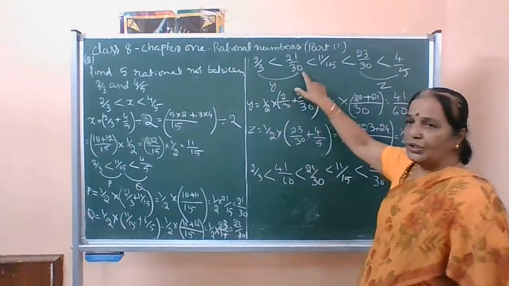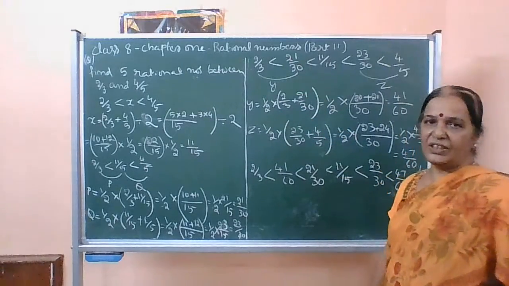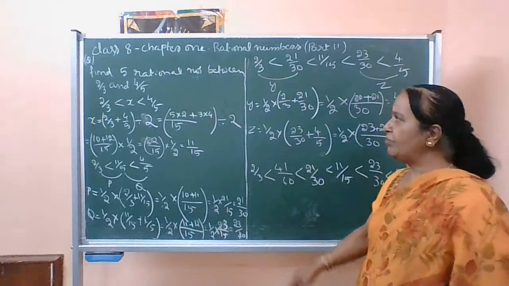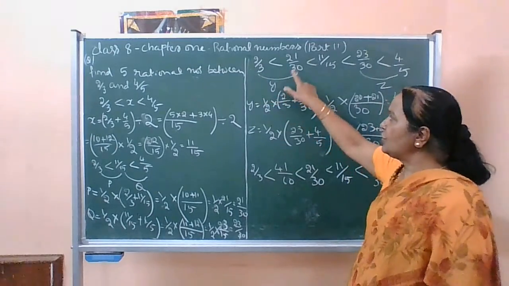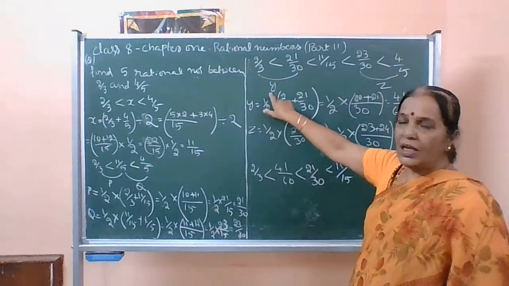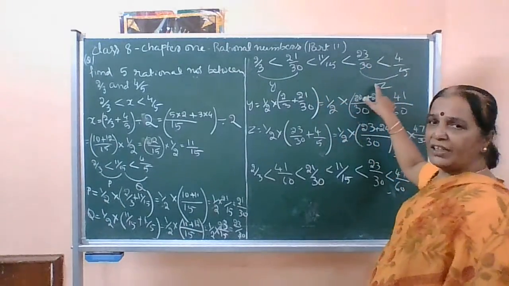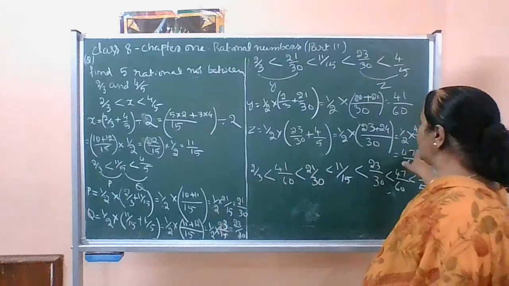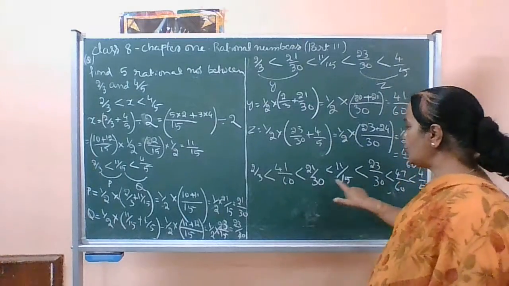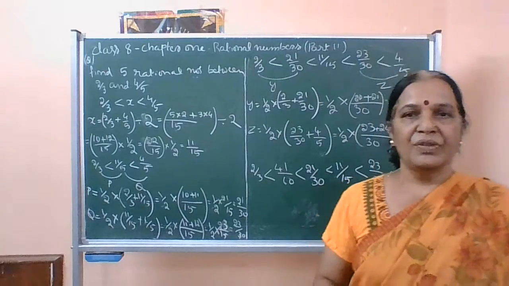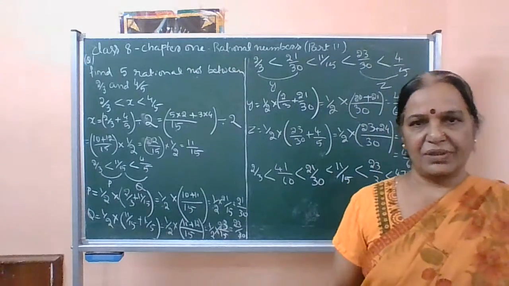Therefore, add these two. The method is the same. See, you should know the method, and then division and multiplication you will keep doing. And then you will add these two, and you will get 5. And then you add these two and divide it by 2. Then you will get this number. Now you got 1, 2, 3, 4, 5 rational numbers in between these two rational numbers.